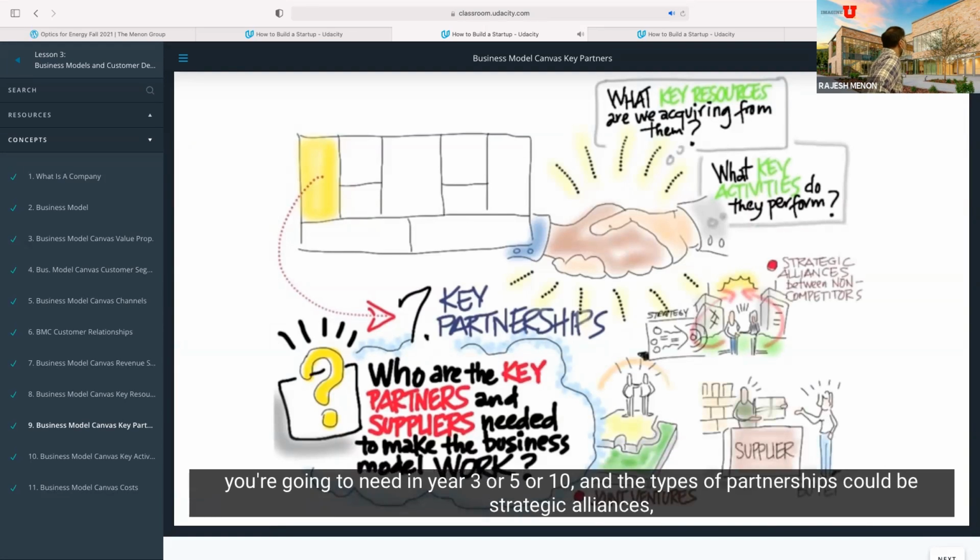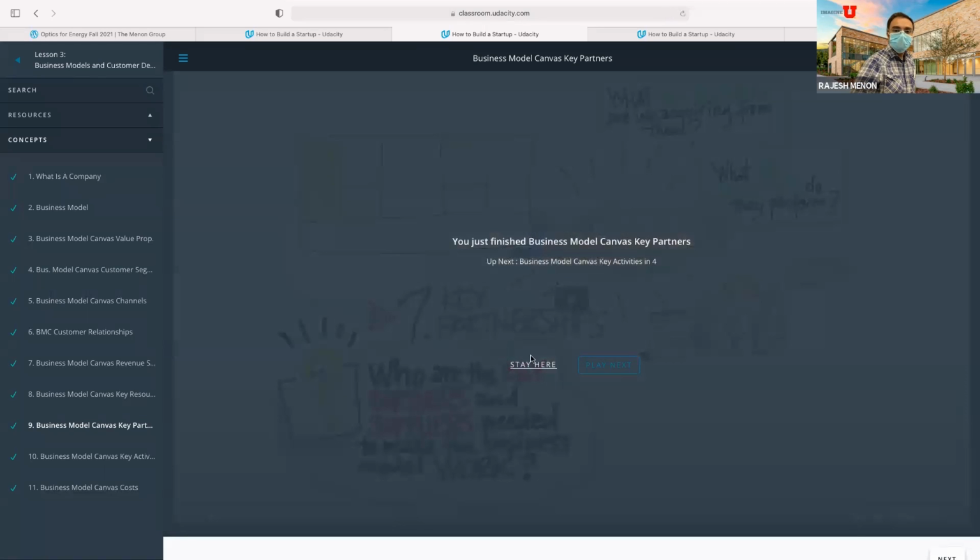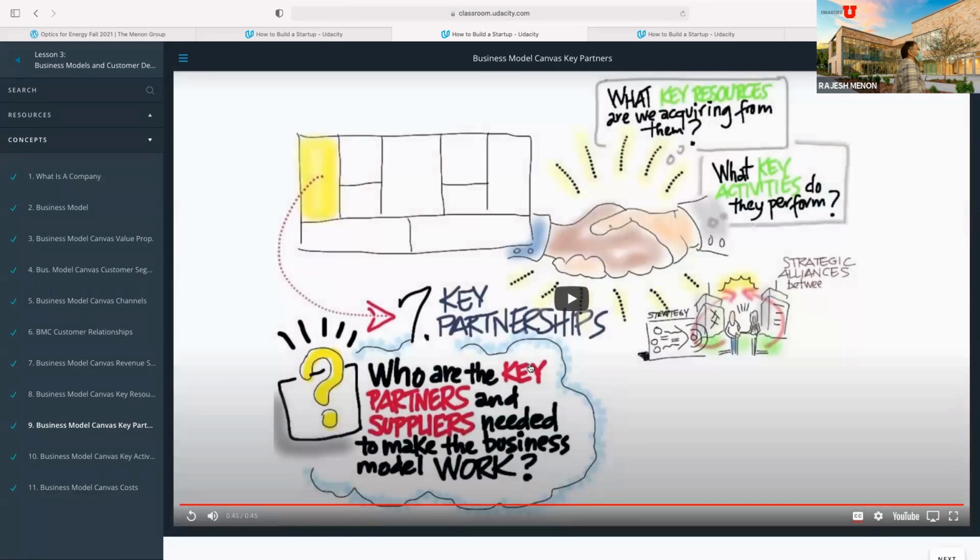The types of partnerships could be strategic alliances, joint ventures, just regular suppliers and buyers. And so you need to be thinking through who they are and actually getting out of the building and testing them. Okay, give it a shot. Now you'll say you don't need any.